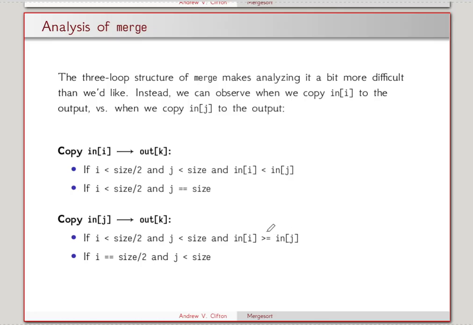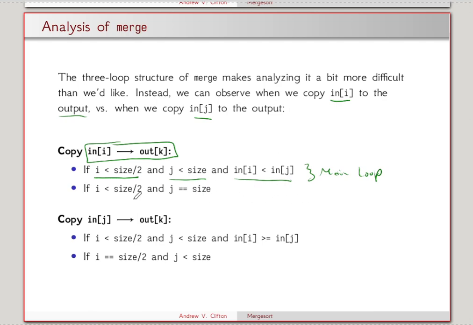To analyze this, it's a little bit tricky because we have the three loops one after another, right? It should be obvious that we couldn't do more than big O of n work here, but we can actually simplify it down for the purpose of analysis by noticing when we copy in[i] to the output versus when we copy in[j] to the output. So we copy from the left-hand side, from in[i] into out, if i is less than size over 2 and j is less than size, and in[i] is less than in[j]. That's if we're in the main loop, the first part of the if.